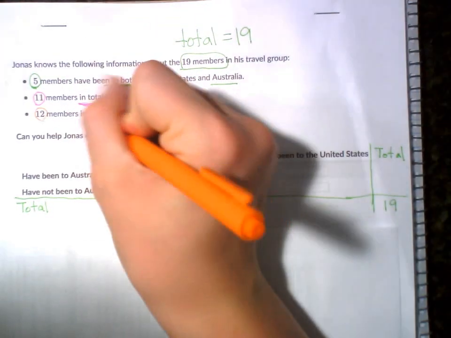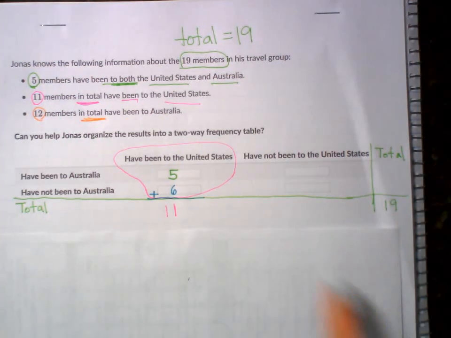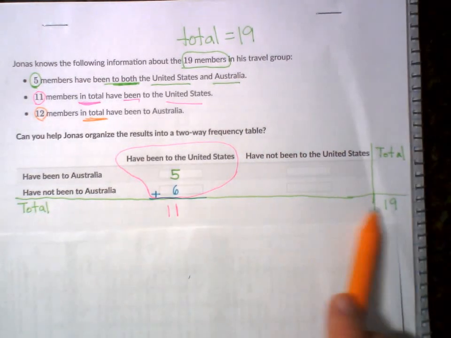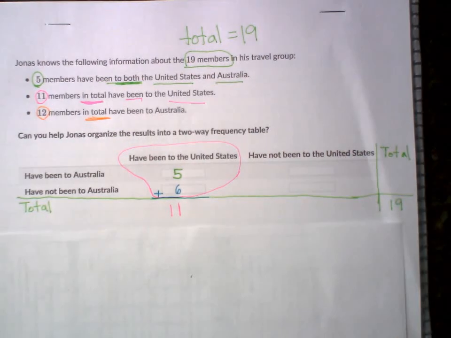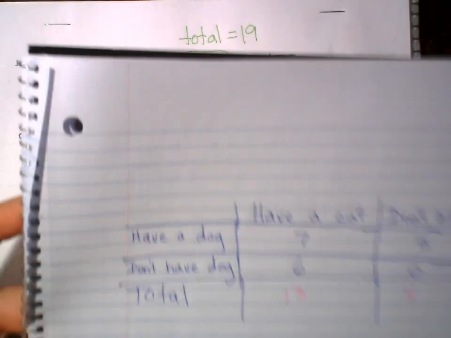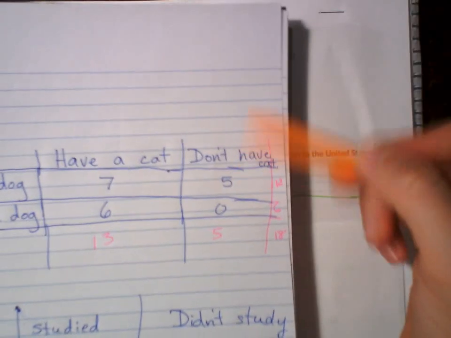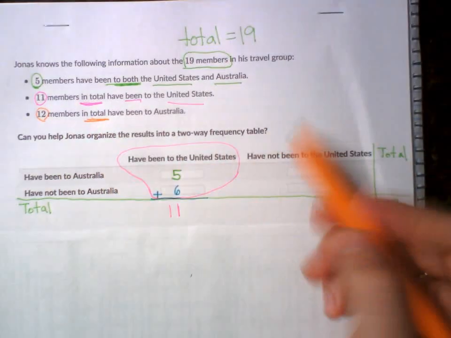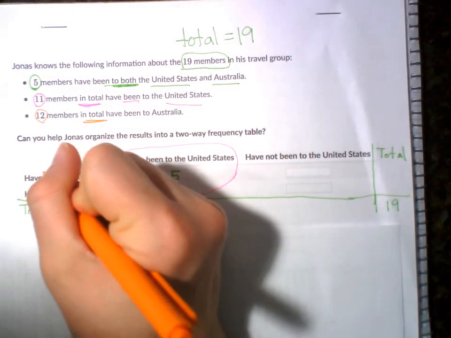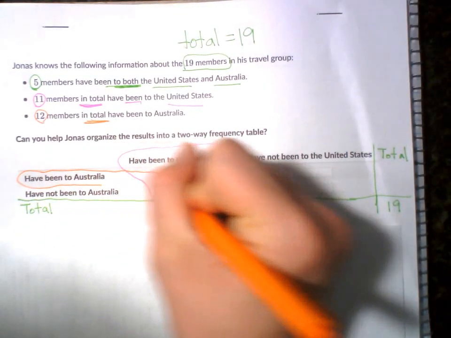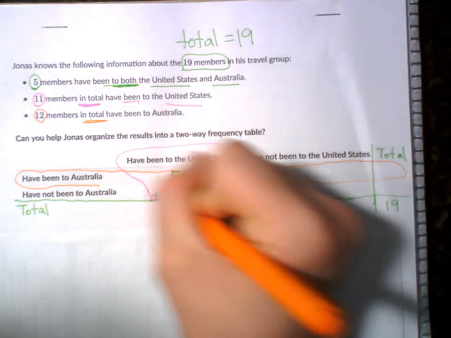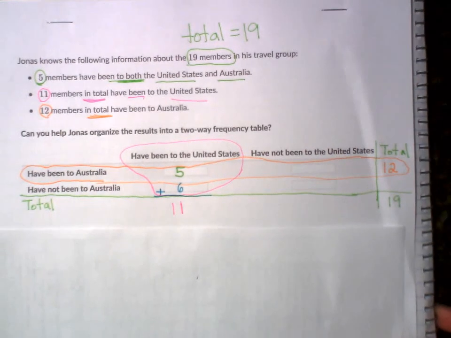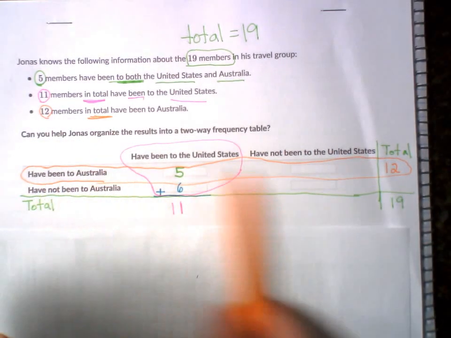12 members total. When it says total, you're going to be in one of the margins. It's called marginal frequency. Because frequency, how many? Margins, marginal, you're in the margins. Think about the margin on your paper. Okay, they say don't write outside the margin. That's the red lines outside of it. So margins are on the outside. 12 members in total have been to Australia. Let's find that. Have been to Australia. So that's a row. We're going sideways. Okay, so 12 members total. Margin. I almost said margarine, but that's butter. 12 members total have been to Australia.